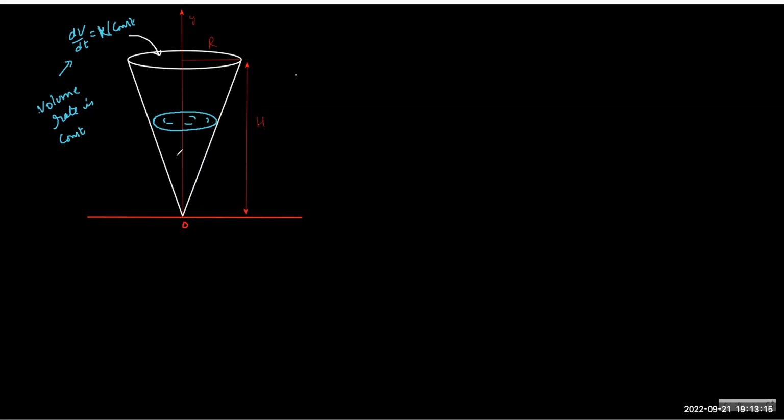So the question is, at what rate will the level of water rise inside? At any instant, let's say when the height is y, what is dy by dt? What is dy by dt? That is the next question. So try to find it out, not very difficult.